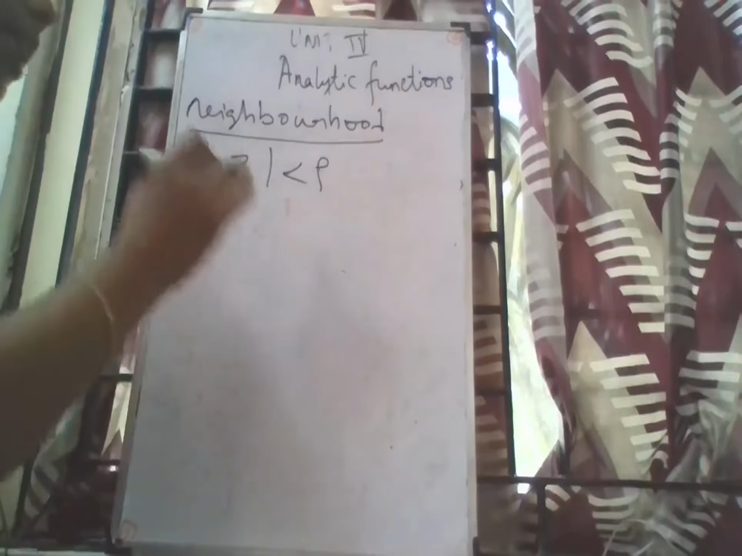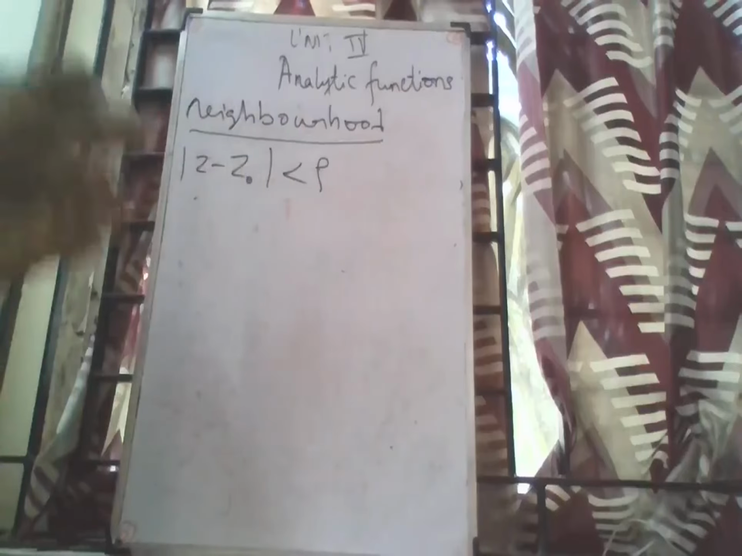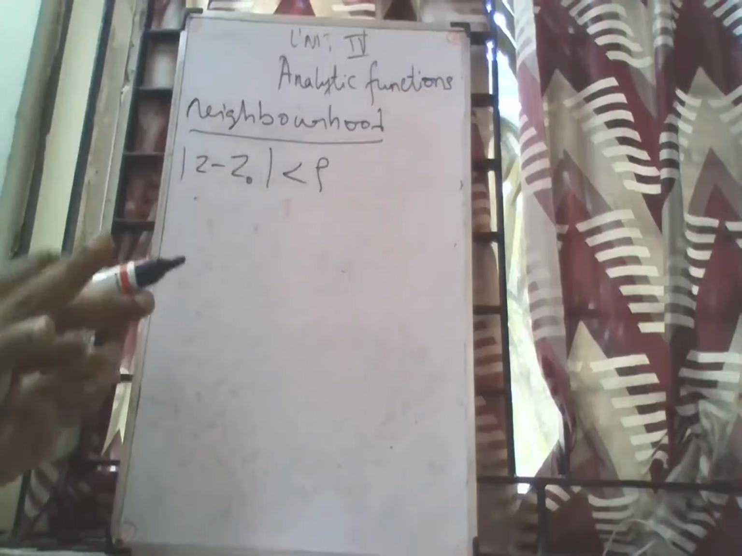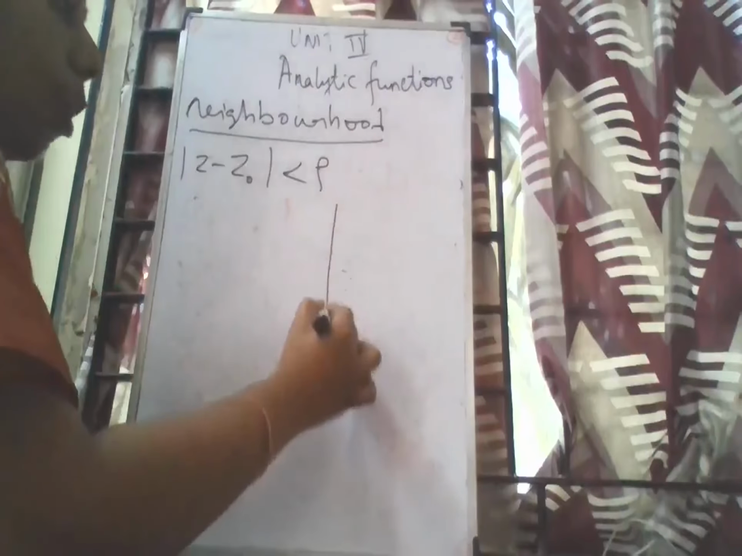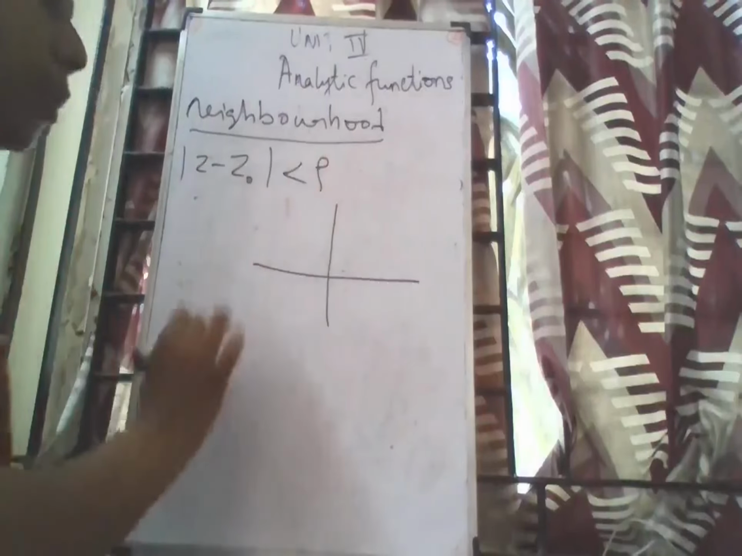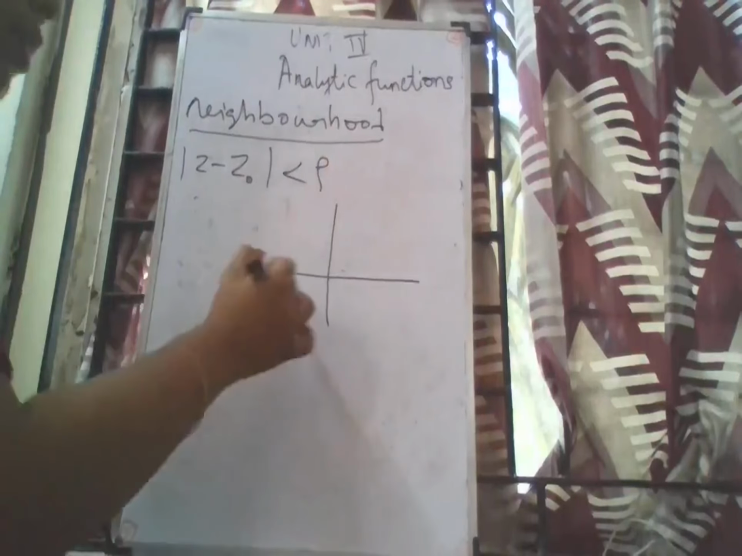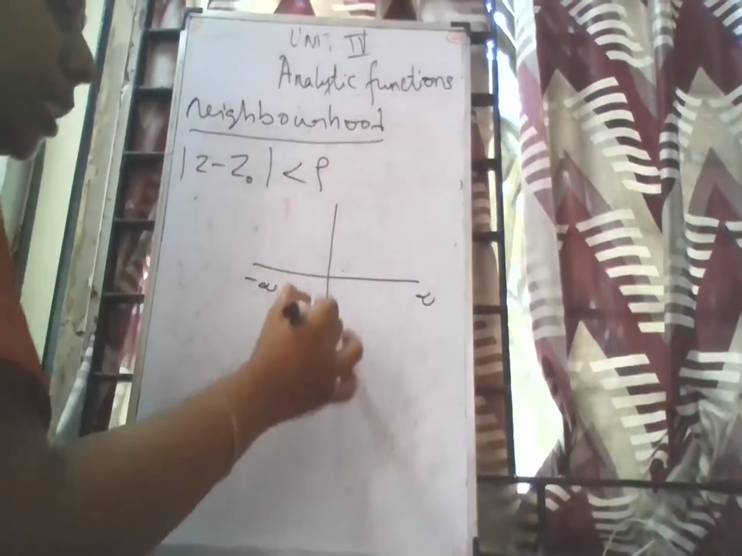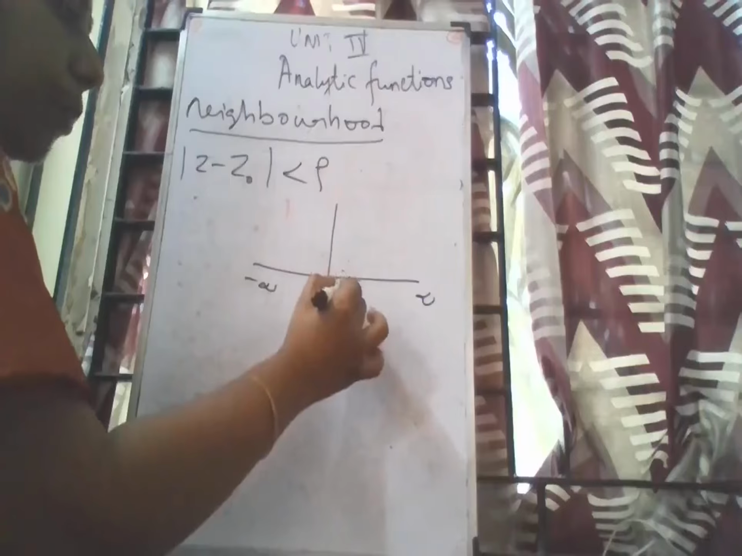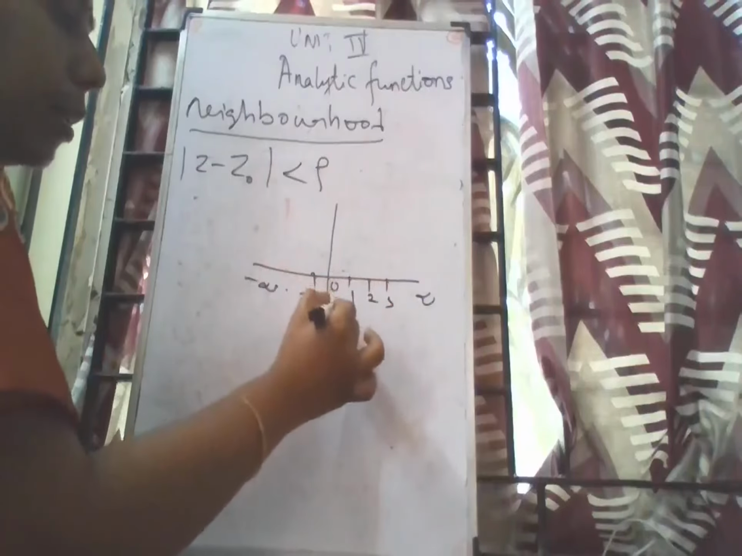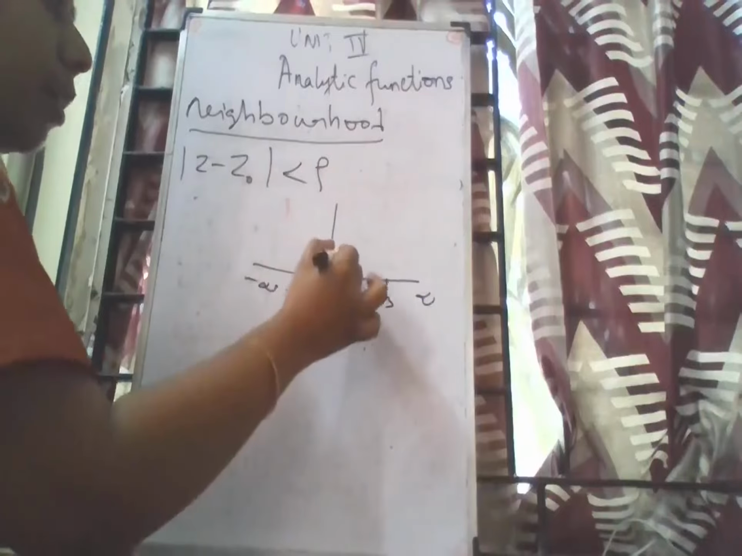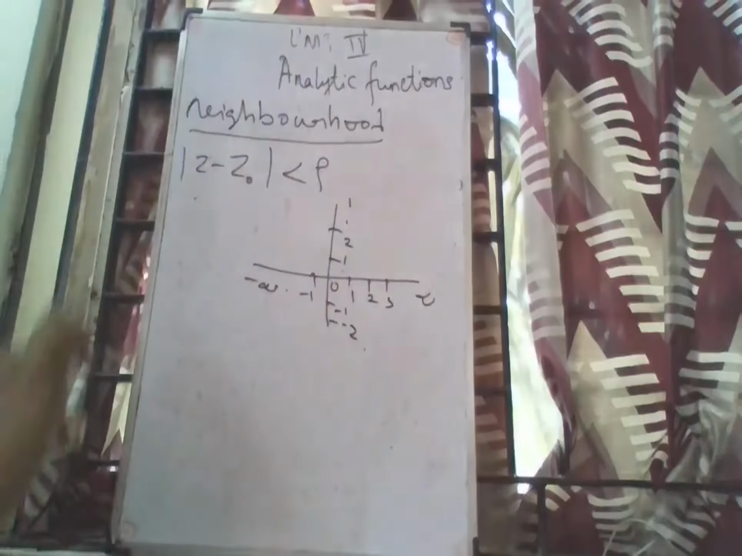As I said, whenever we enter into this complex variable, imagine the plane, then the explanation will be better for you. I'll draw the complex plane here. Minus infinity, plus infinity, 0, 1, 2, 3, minus 1, etc. Similarly here minus 1, minus 2, etc. Here 1, 2, etc. The process goes on.